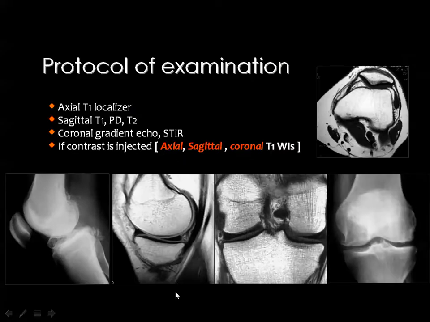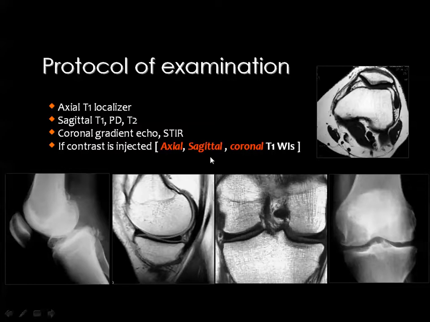Then the protocol of examination will include all scanning directions that are available by MRI, including the axial, the sagittal, and the coronal imaging. You know that the sagittal images are almost similar to the lateral X-rays of the knee joint, while the coronal imaging is similar to the frontal X-ray of the knee joint, and the axial images are similar to the CT scans of the knee joint.